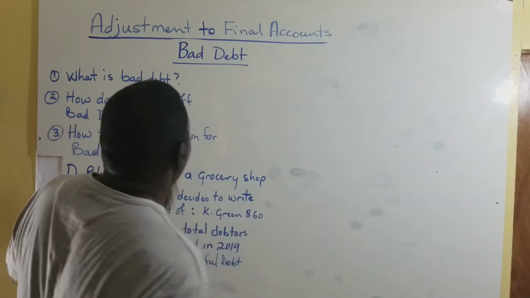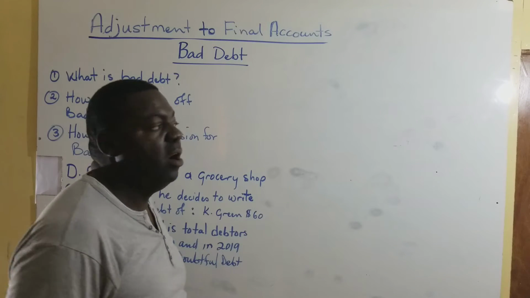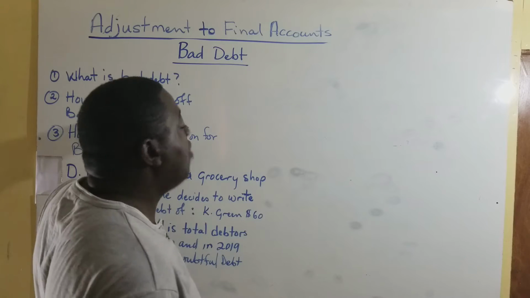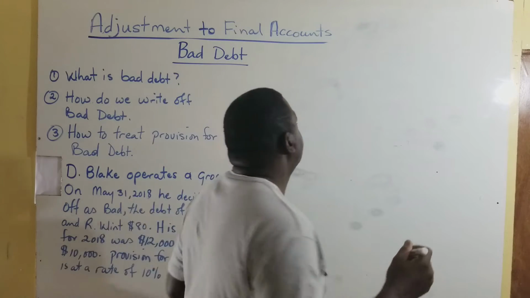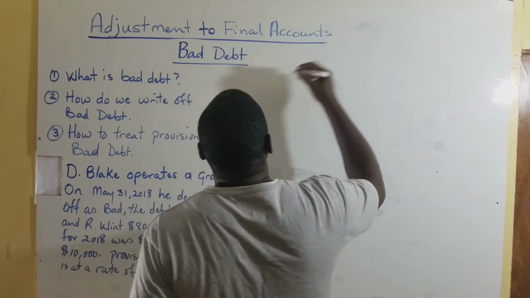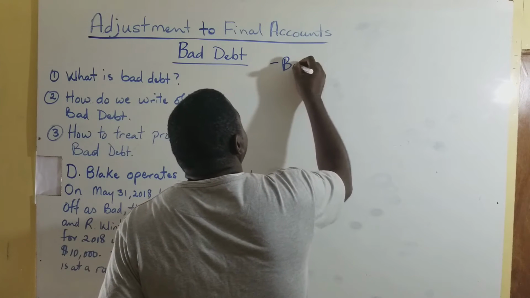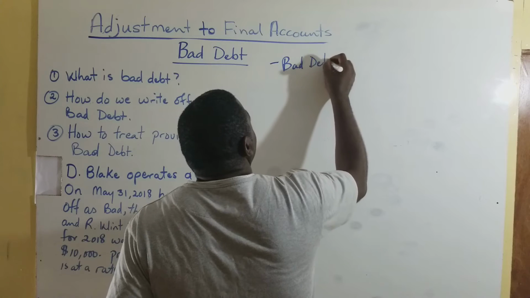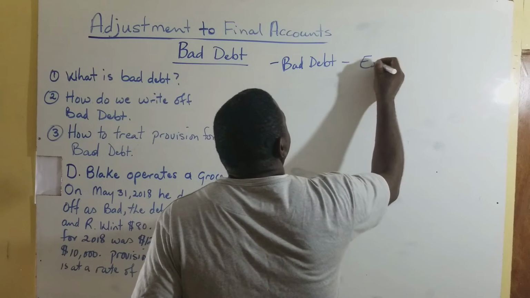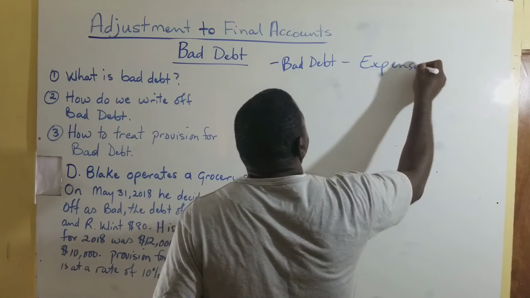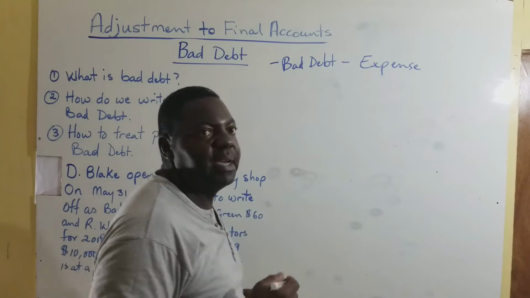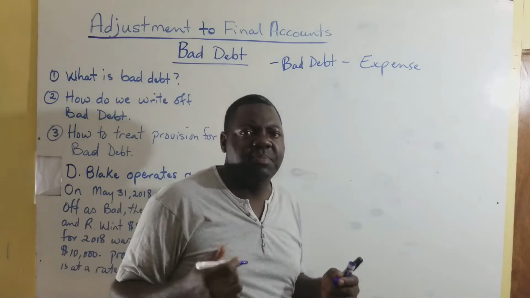Let's go to the next one. So now that we have the debt, how may we write off that debt? All right, how are we going to write it off? I want to establish that bad debt is an expense to the business. And the question is, why is bad debt an expense?